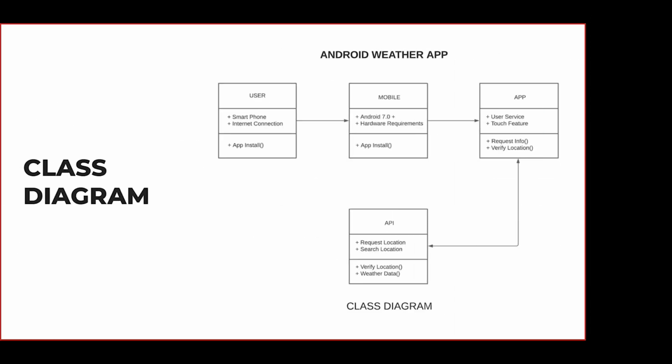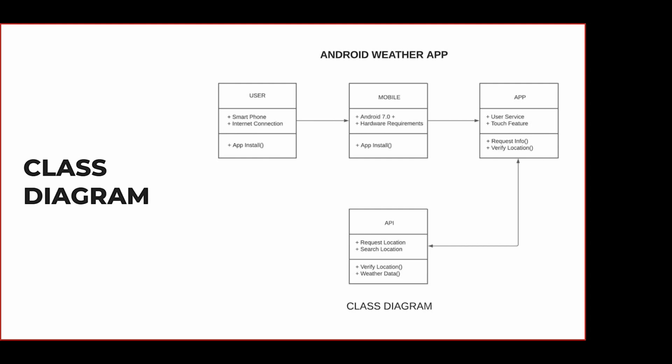Now coming to the class diagram. A class diagram is a static diagram, it represents the static view of the application. This class diagram is not only for documenting, visualizing or describing the aspects of the system, but it will also help in writing the code, like constructing the code for the software.